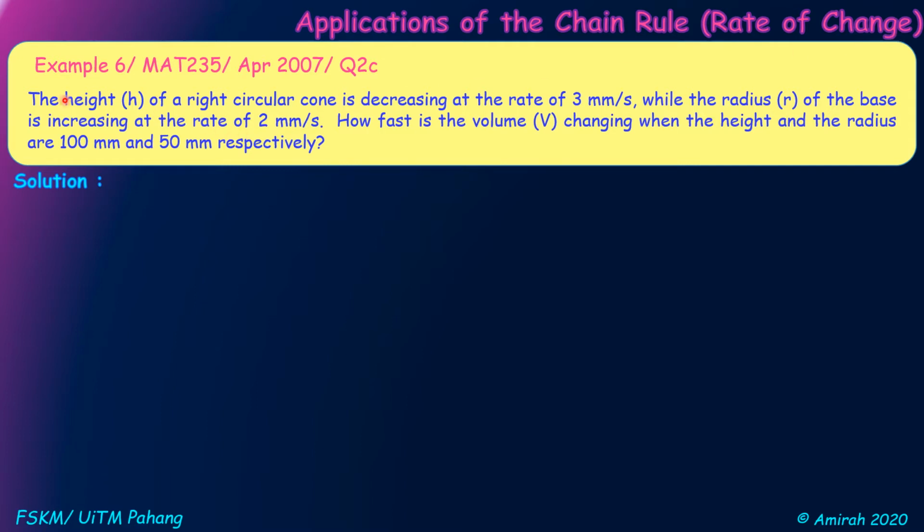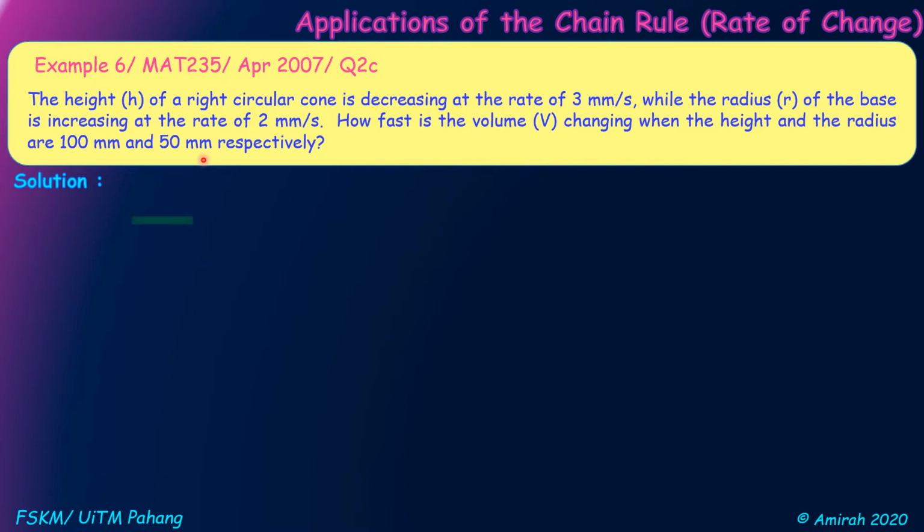Okay, now we look at example 6 from previous semester papers. The height h of a right circular cone is decreasing at the rate of 3 mm per second, while the radius r of the base is increasing at the rate of 2 mm per second. How fast is the volume V changing when the height and the radius are 100 mm and 50 mm respectively?